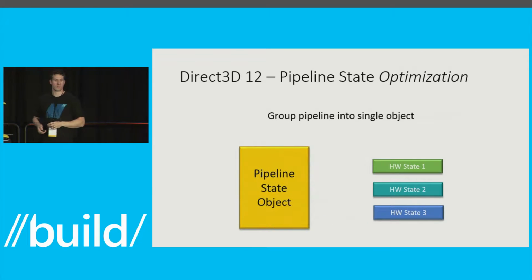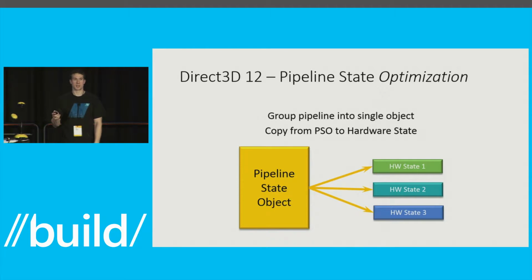So the D3D12 model is we group them all together. And instead of doing this deferred tracking and finally resolving the state at draw time, D3D12 just, when you set a pipeline state object, the driver knows exactly what hardware state to emit.